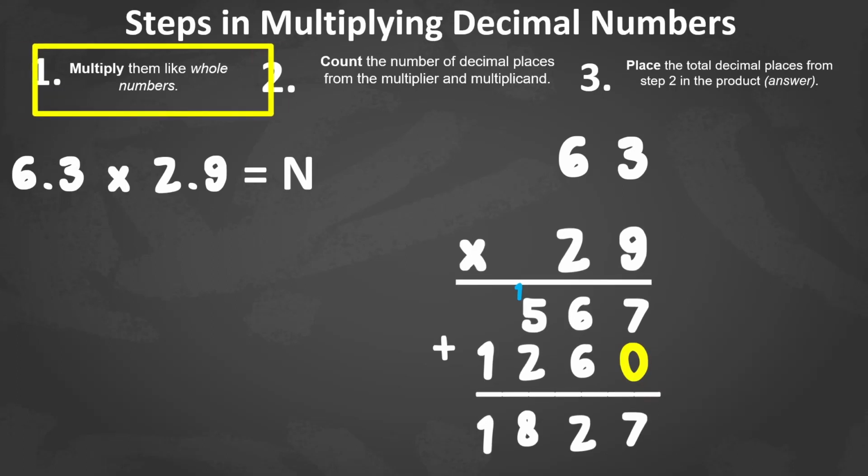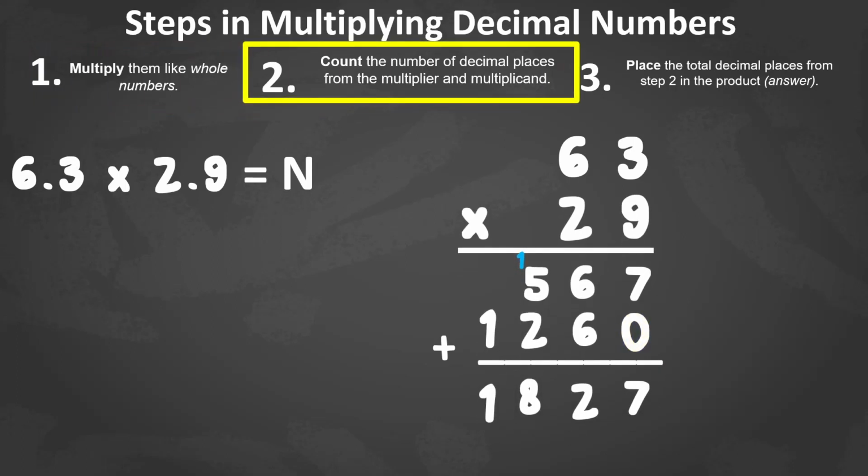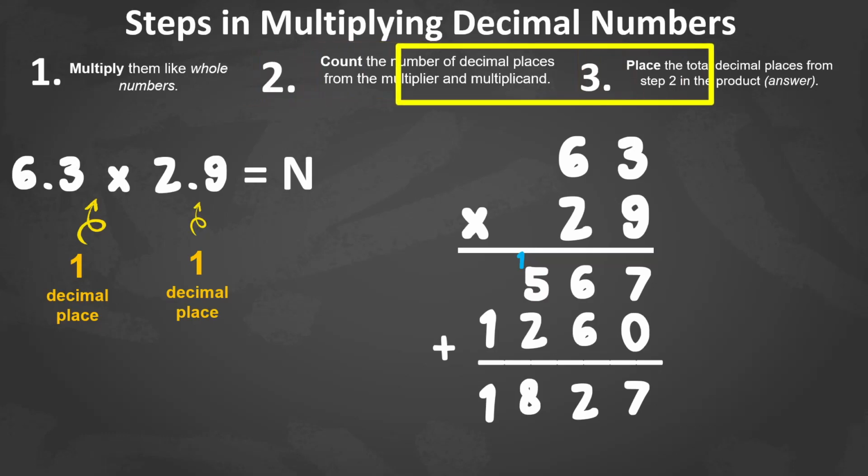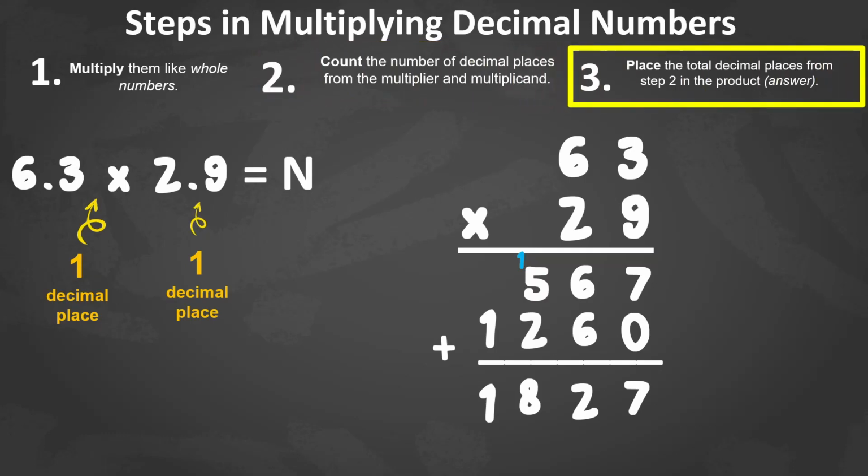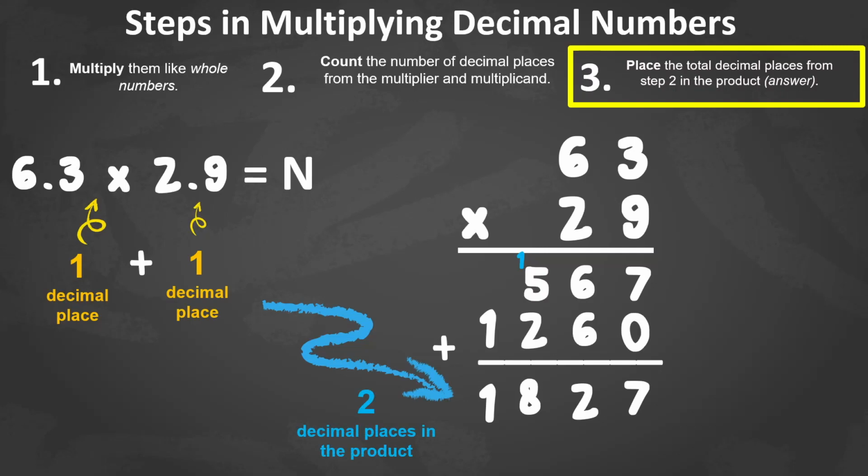Let's move to step number 2, which is to count the number of decimal places from the multiplier and the multiplicand. So we have 6.3 and 2.9 once again. For our multiplier, 6.3, we have one decimal place there. And from our multiplicand, we also have one decimal place there. Again, we count the number of digits after the decimal point. That's how we determine the number of decimal places for each factor. Step number 3, we place the total decimal places from step 2 in our product. We add 1 and 1, which will give us 2. Therefore, we must put 2 decimal places in our product, 1,827.